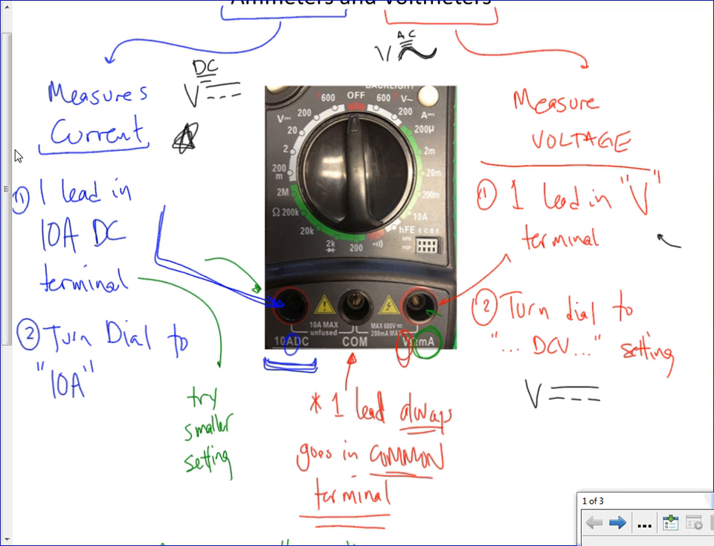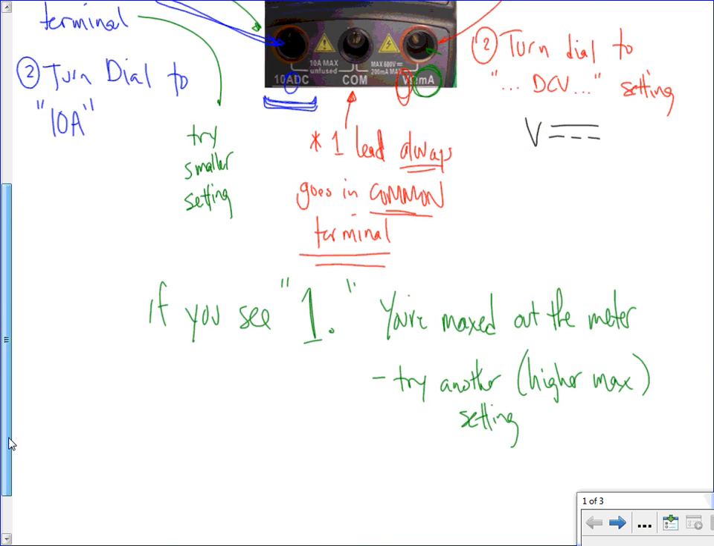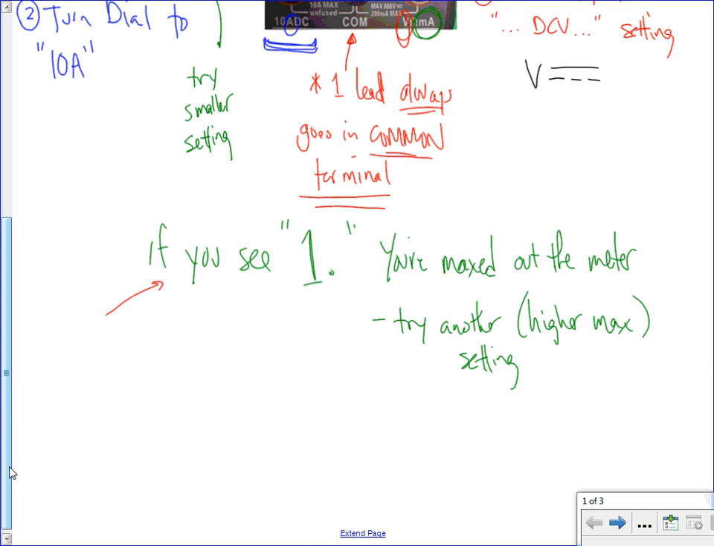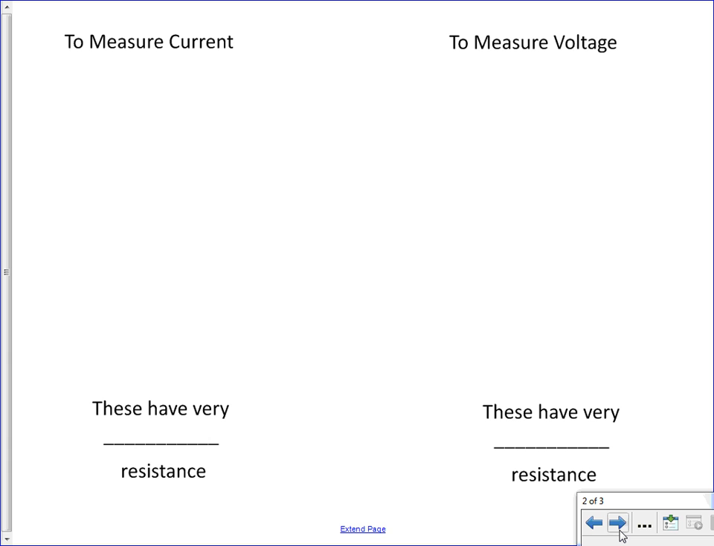So put it on the smallest setting you can such that you don't get this, whoops, you maxed it out. You'll know that if you see just a one dot and nothing else. Okay? Now, how do we actually connect these things in a circuit?